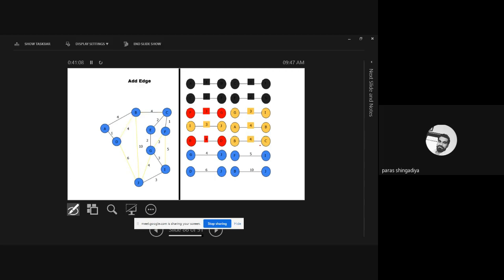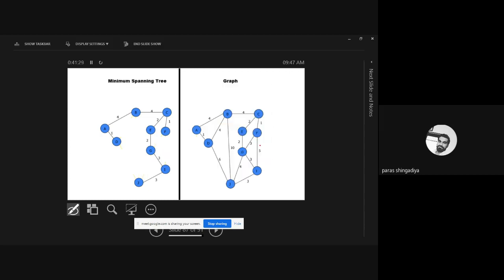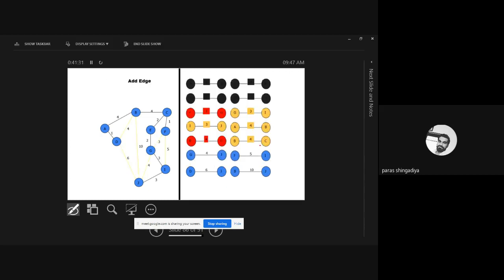After this edge, B and C also has weight 4. B and C this way. That is B and C. It is also 4, and still the graph has no cycle. Clear? The graph has no cycle, and all the vertices are connected now. So the rest of the edges you cannot include in your graph.